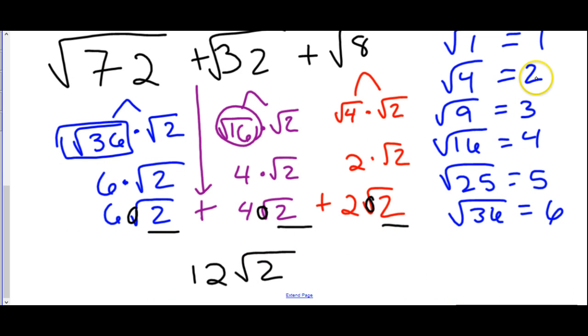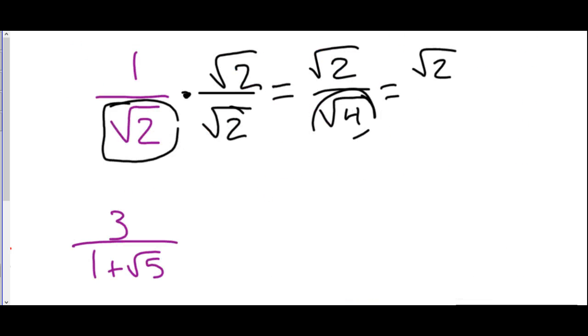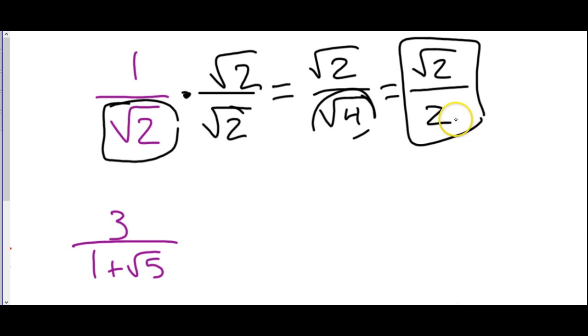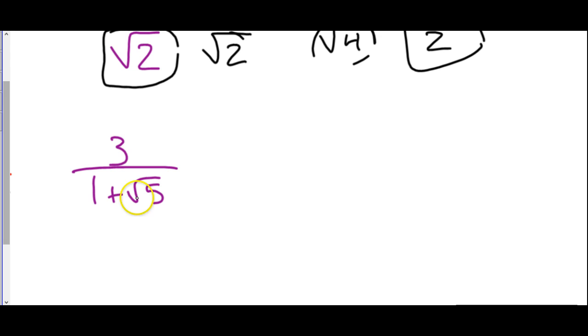Square root of 4 was 2. So we get square root 2 over 2. This is considered simplified because we do not have a radical in the denominator. It gets a little more complicated when you have a binomial in the denominator.